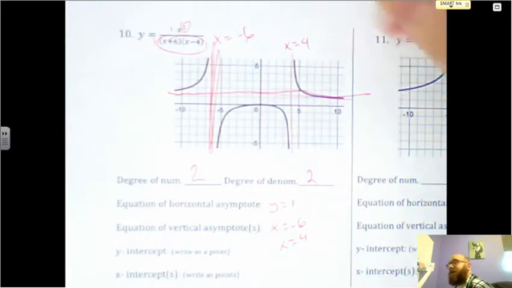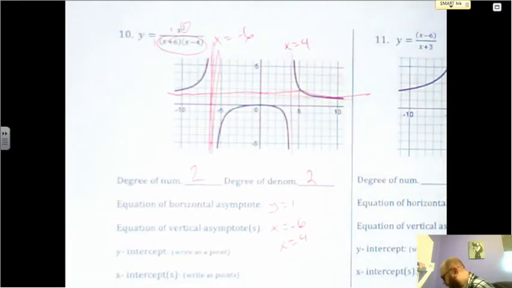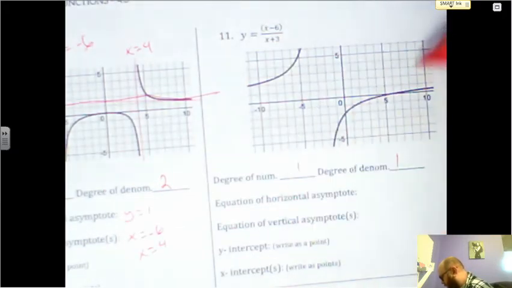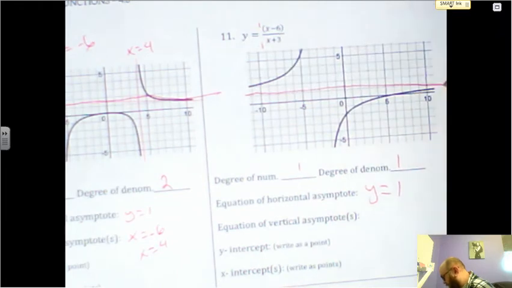You're also free to use technology on these to help figure out things like the intercepts. Okay. Likewise here, 1 and 1, degree 1, degree 1. So our asymptote is going to be y equals 1 over 1 or 1. And sure enough, it does follow that.